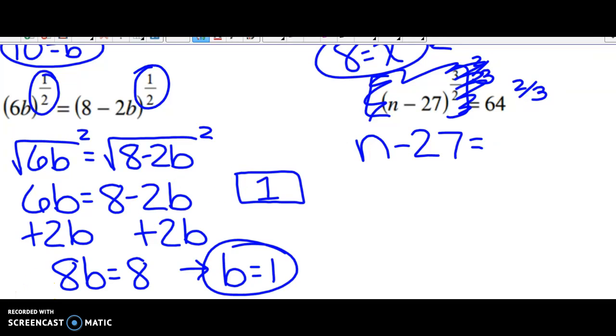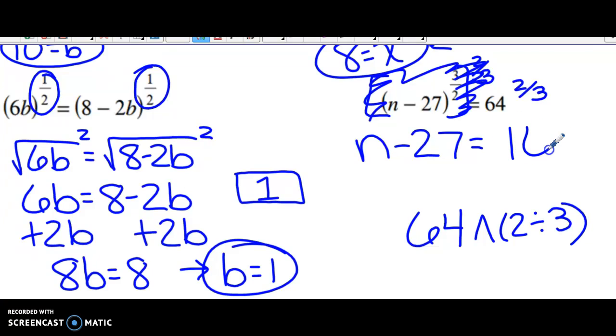Sorry about that again. Anyway, so those go away, and now we're just going to do 64 and raise it to the 2/3 power. Basically, you're taking the cube root of 64, and then you're going to square it. So the cube root of 64 is 4. And then you're going to square your 4 and you get 16.